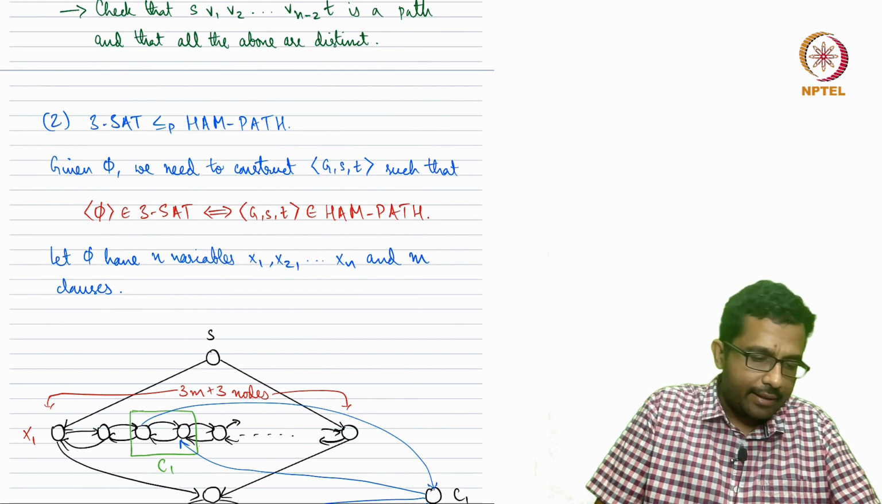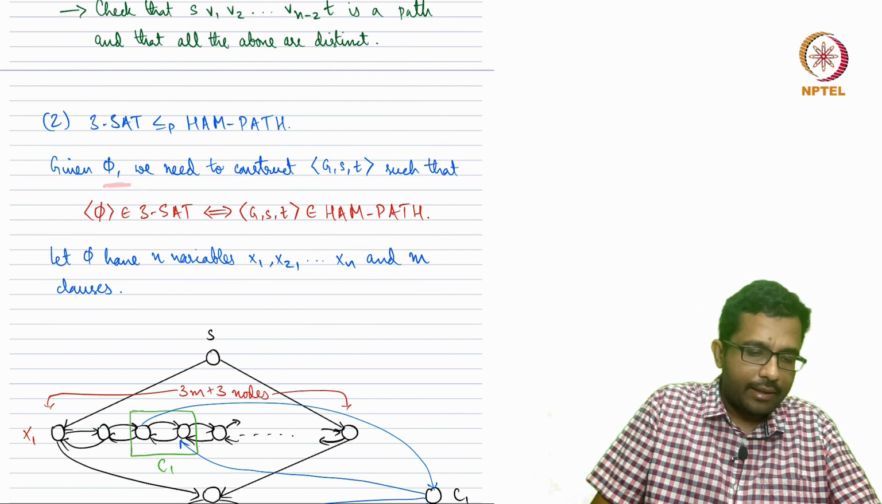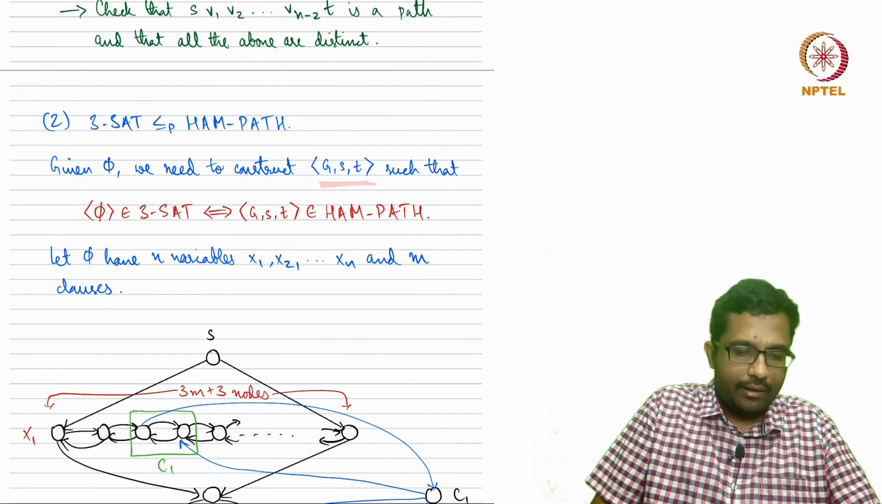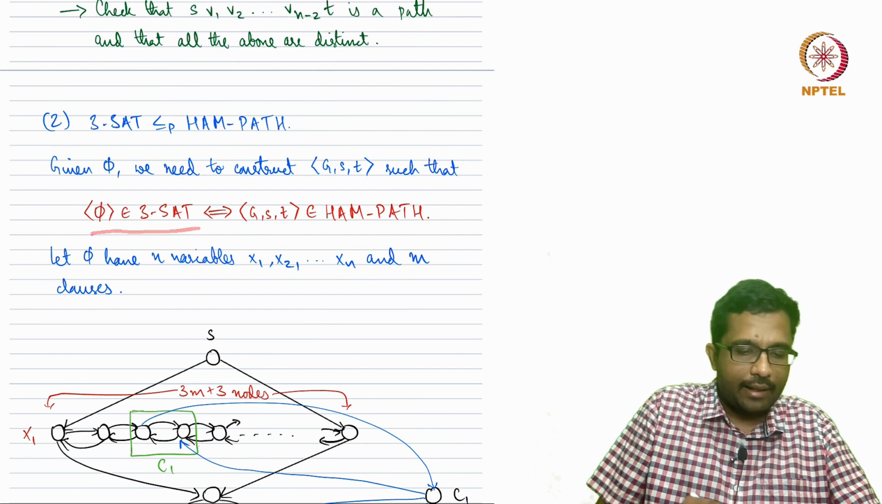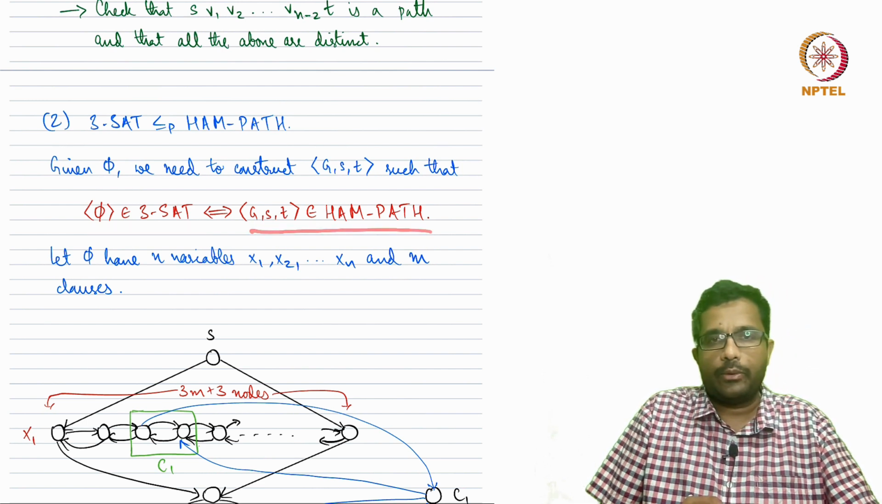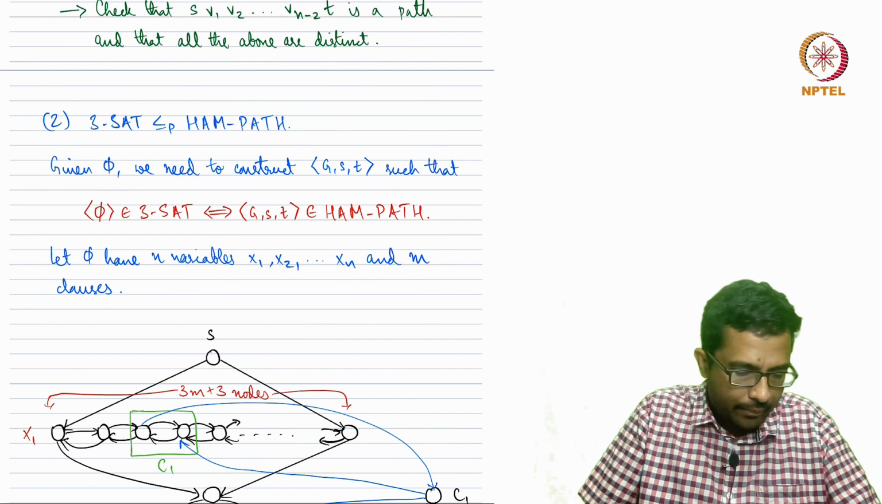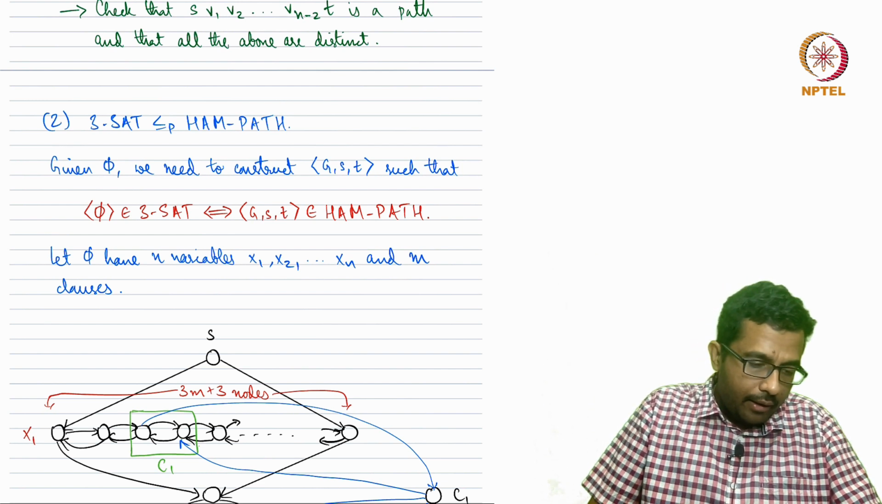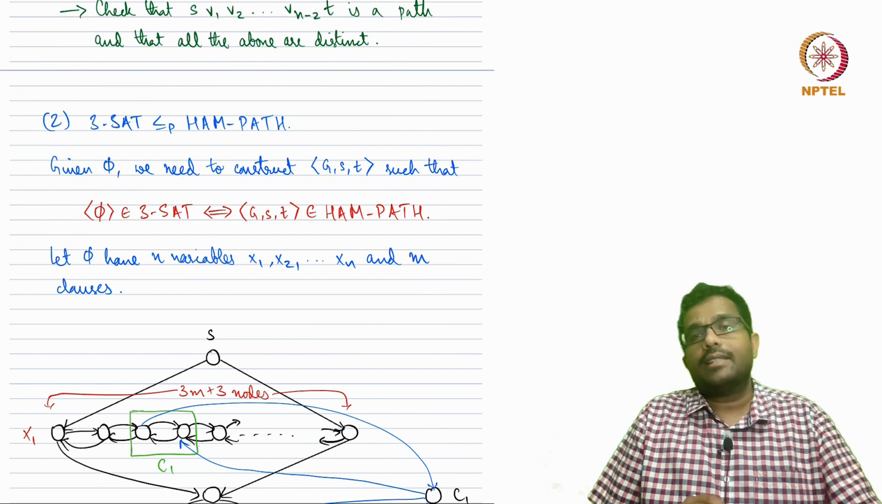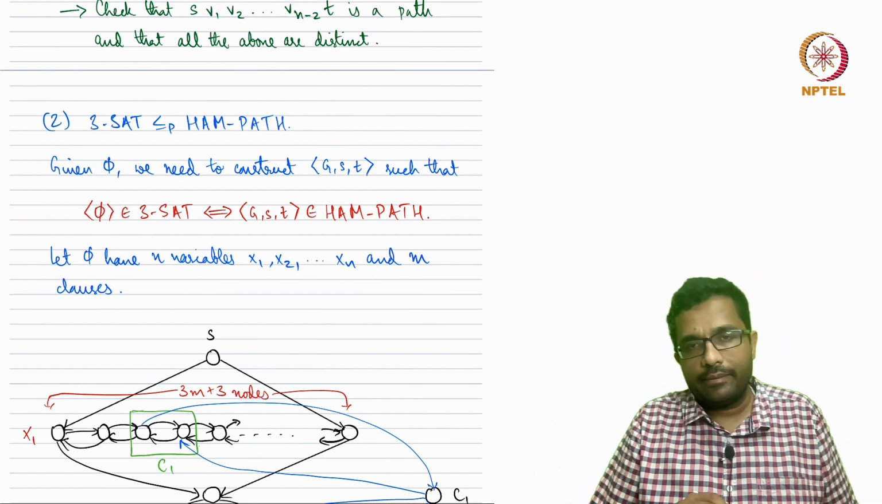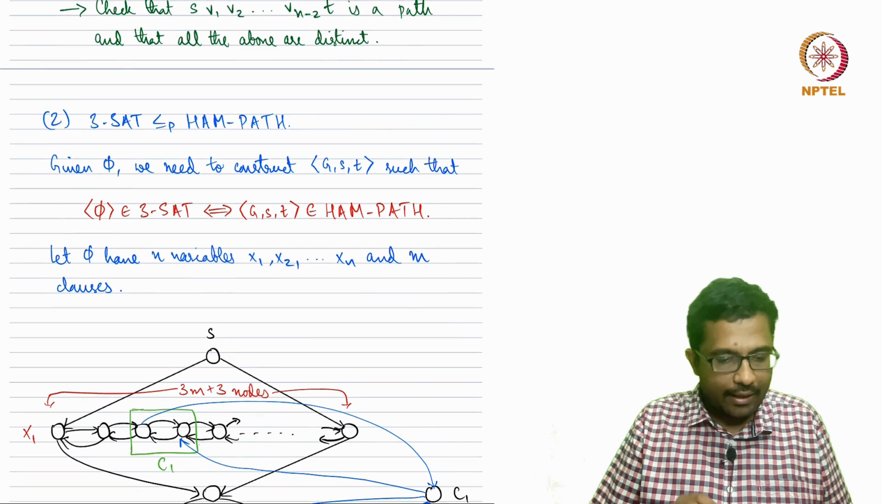So given a 3-SAT instance, let's say phi, we have to construct G, s, t, which is an instance of Hamiltonian path, such that this is a yes instance of 3-SAT if and only if this is a yes instance of Hamiltonian path. In other words, phi is satisfiable if and only if the graph G has an s-t Hamiltonian path, right? So let's see how to construct this.